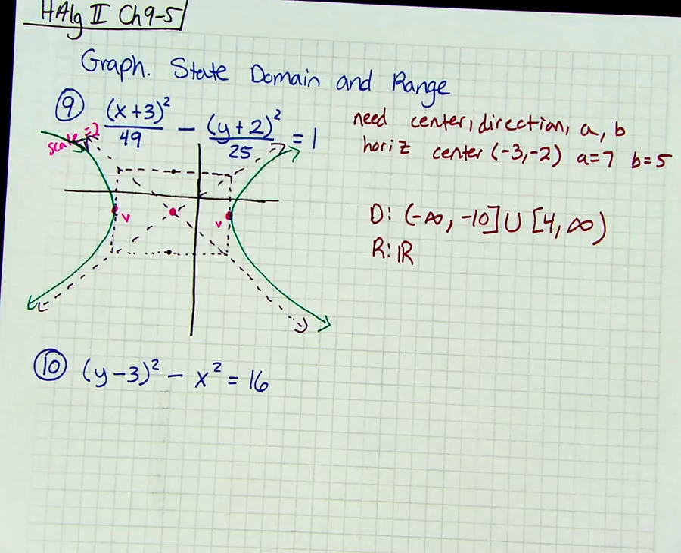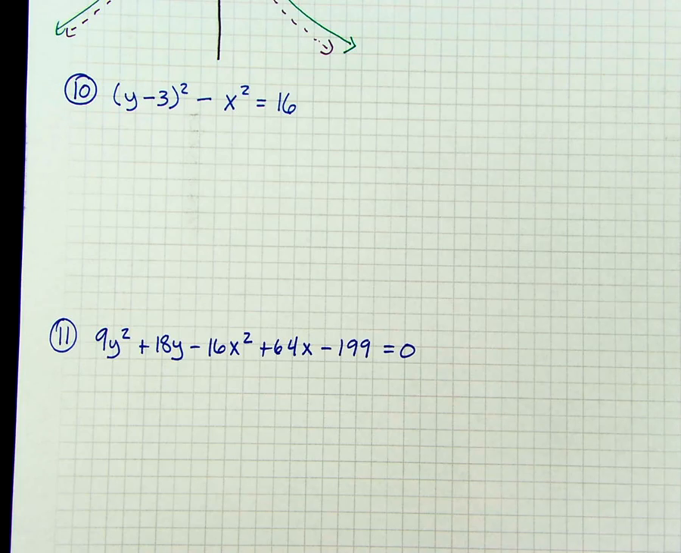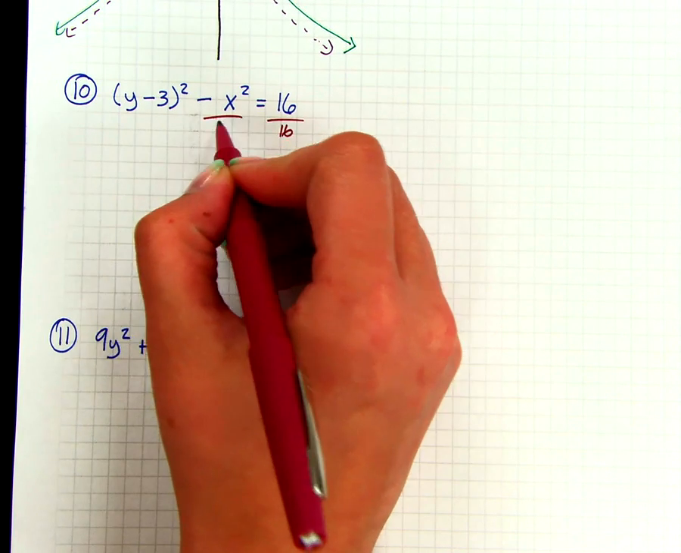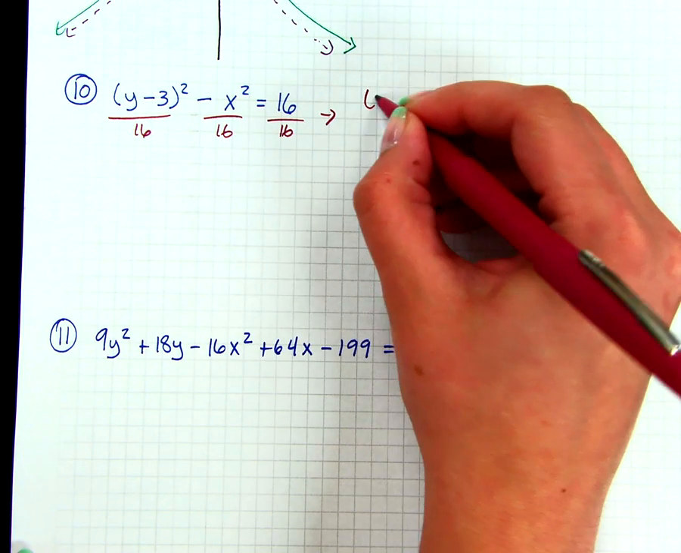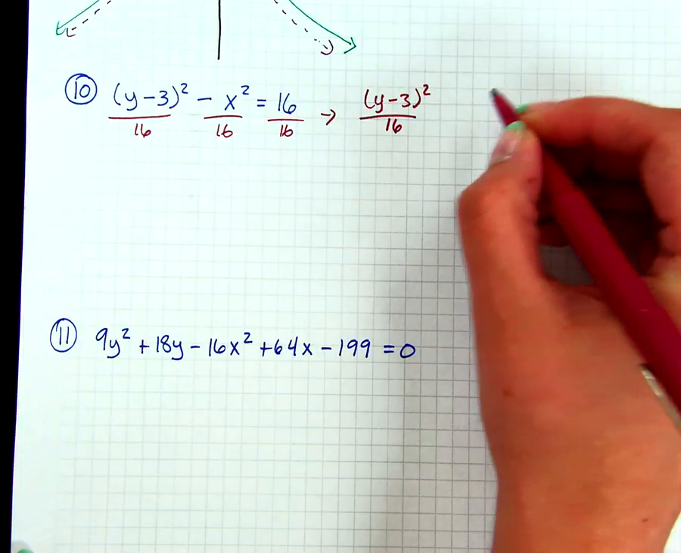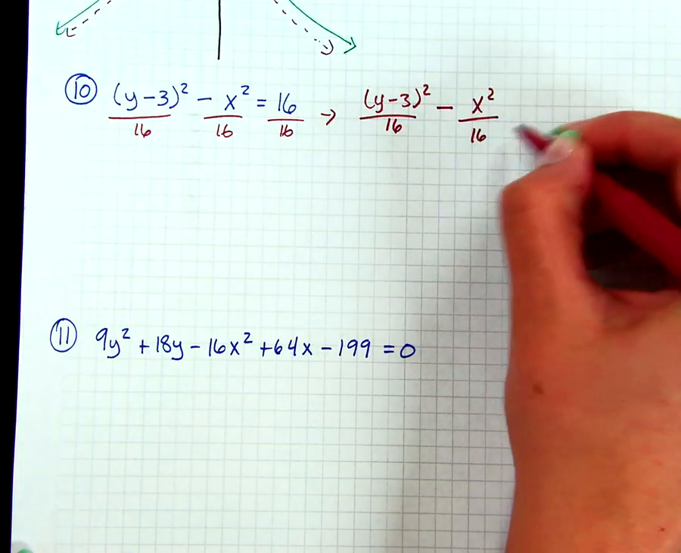All right, the next one, same idea. This one is not in the form that we need it to be in, so I'm going to start by dividing everything by 16. The equation that we want to graph is (y - 3) squared over 16 minus x squared over 16 equals 1.